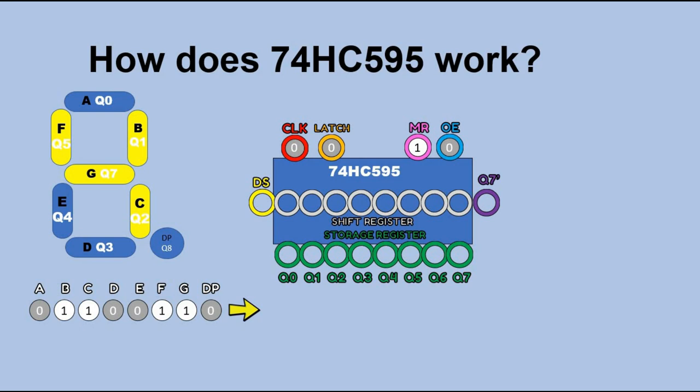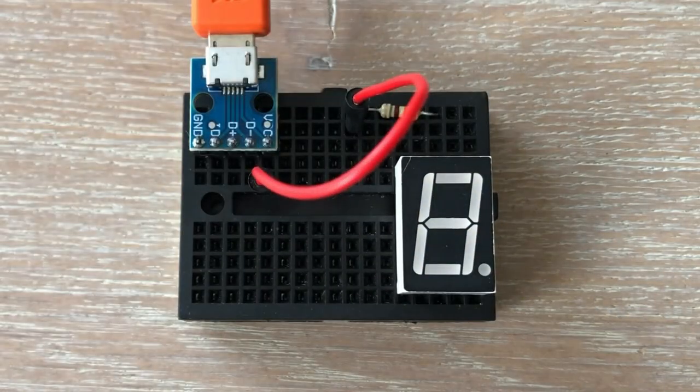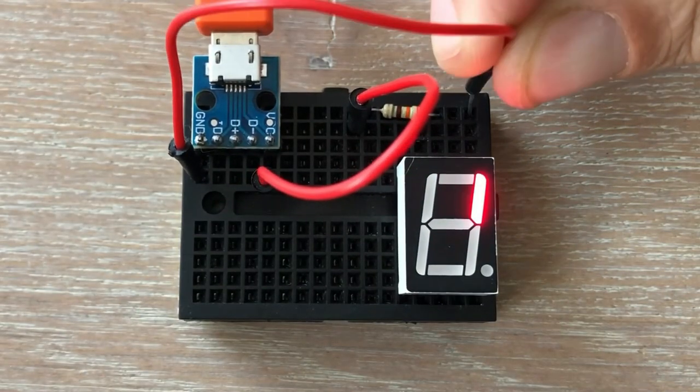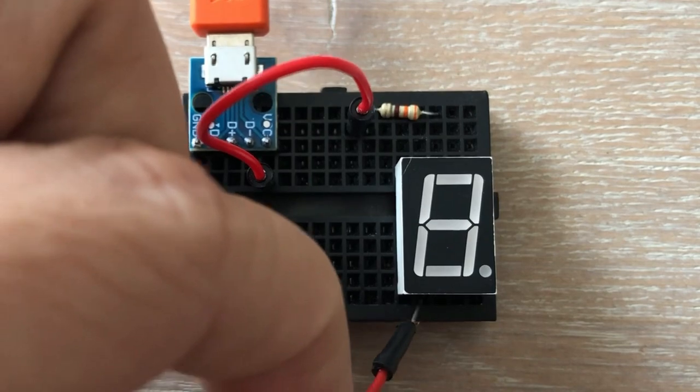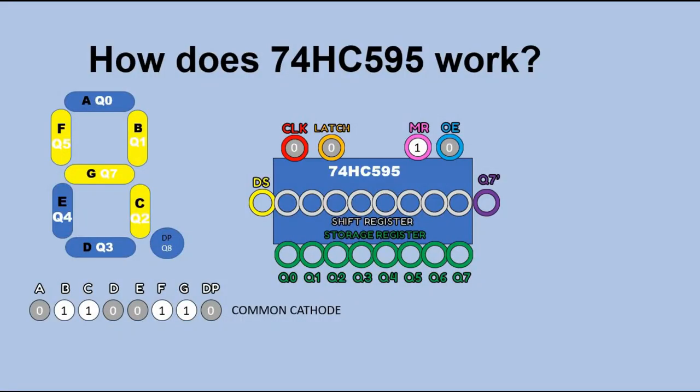Also, that would be the sequence for the common cathode 7-segment display, in which we light each segment by sending a high signal to it. In this video, however, I will be using a common anode display, where anodes of all the segments are connected together and we light individual segments by connecting them to ground. In this case, the input sequence would need to be inverted.